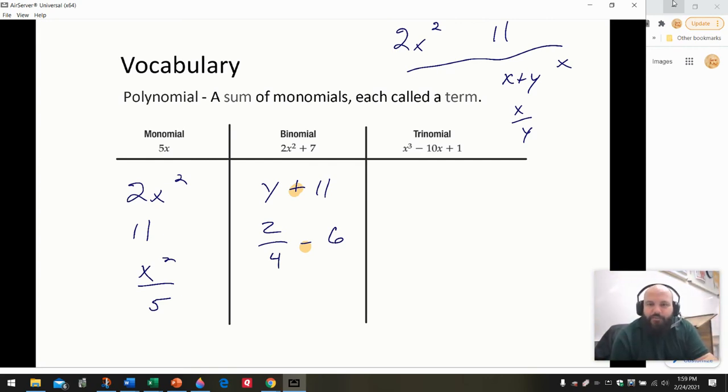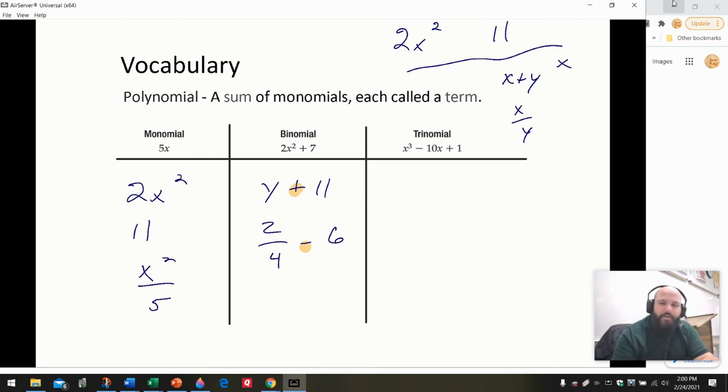So the next one that we would have would be called a trinomial. So I think you're probably beginning to see the pattern here. Mono means one, binomial is going to mean two, tri is going to mean three. And as you can see there are two different signs. It actually doesn't matter if they're both plus or both minus, or one's a minus and one's a plus. What's important is those two signs separate it into three different terms. So we have an x cubed, then we have an x, and then we have a constant. And when you have three separate terms like that separated by two different pluses or minuses, that is called a trinomial, because it has three terms.